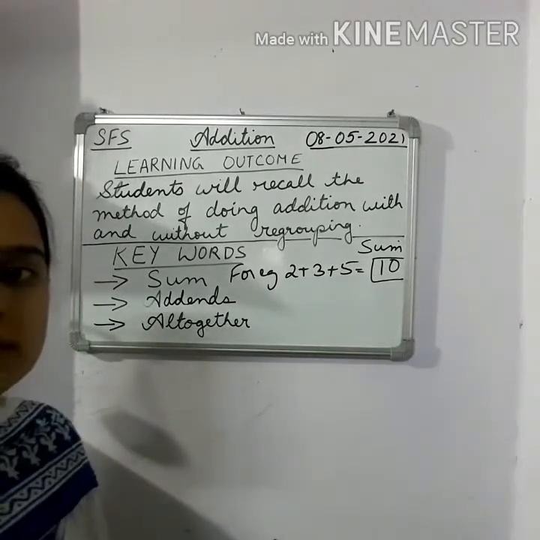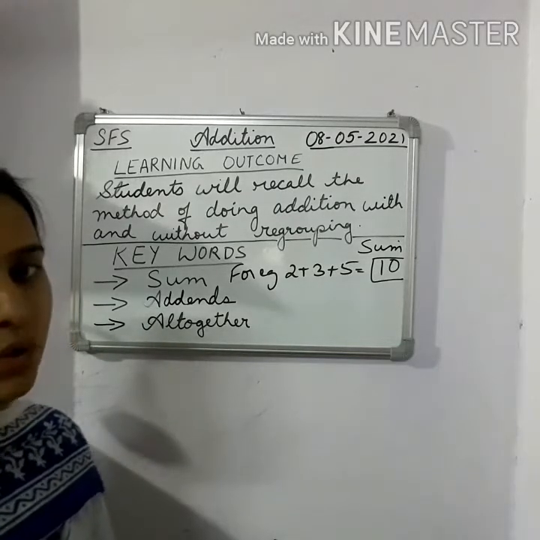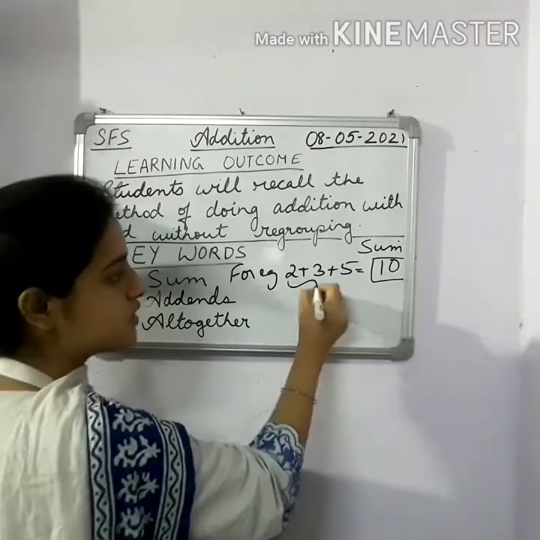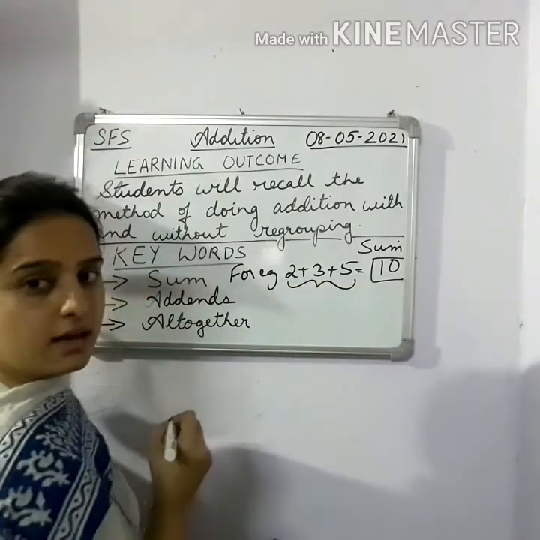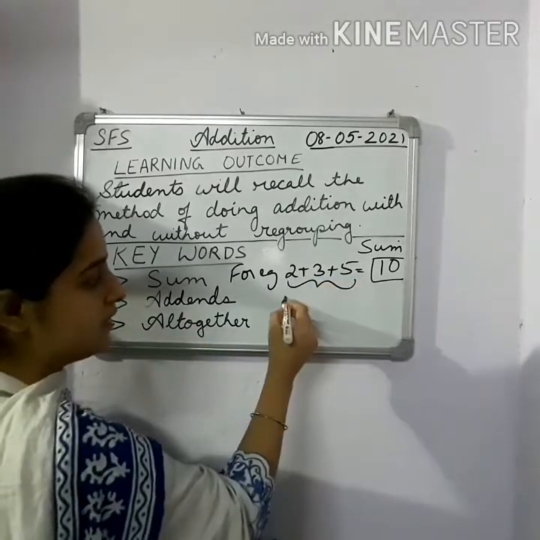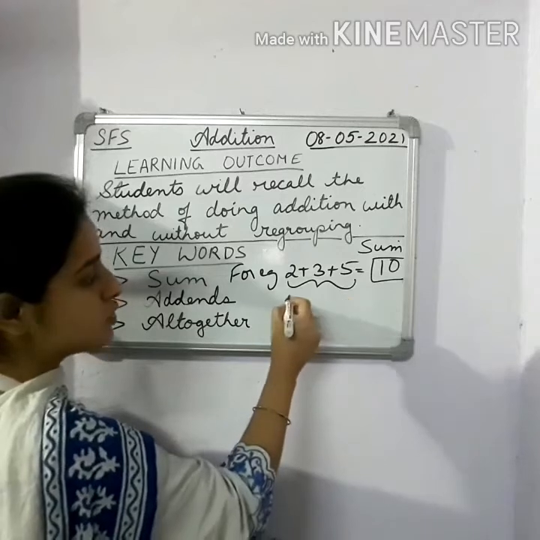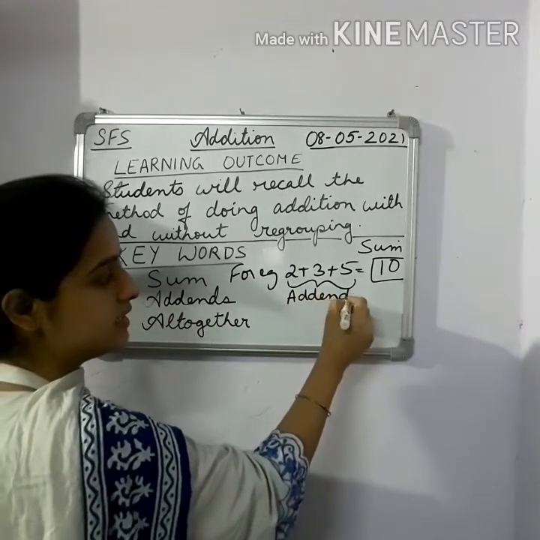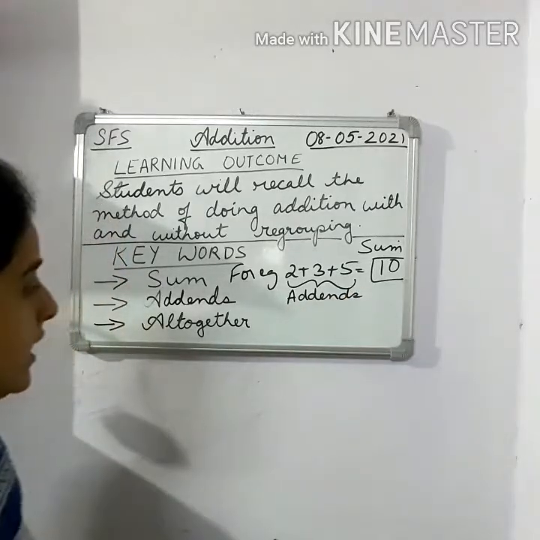The second word, addend, is new to you all. Addends are the numbers which we add. So in 2 plus 3 plus 5, the numbers we are adding are called addends. A-D-D-E-N-D-S. These are addends.